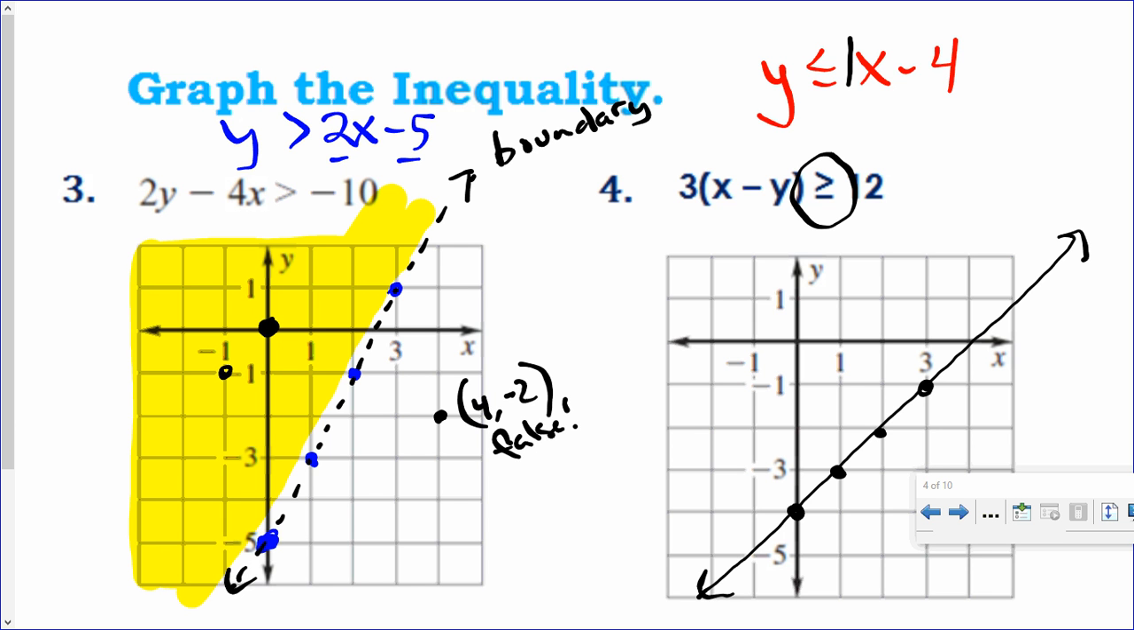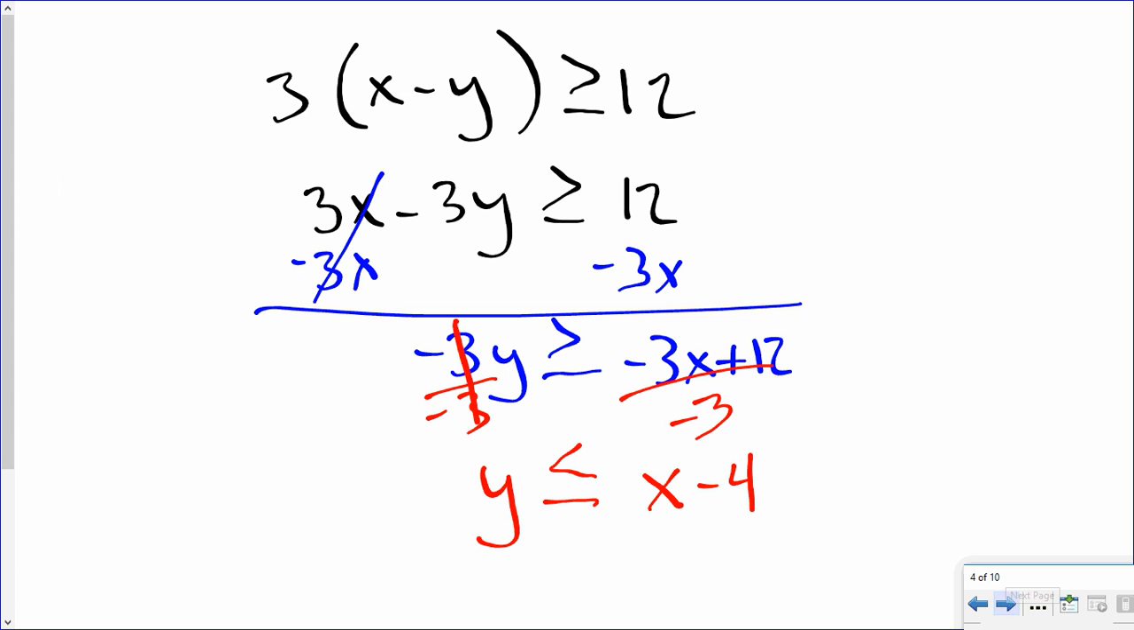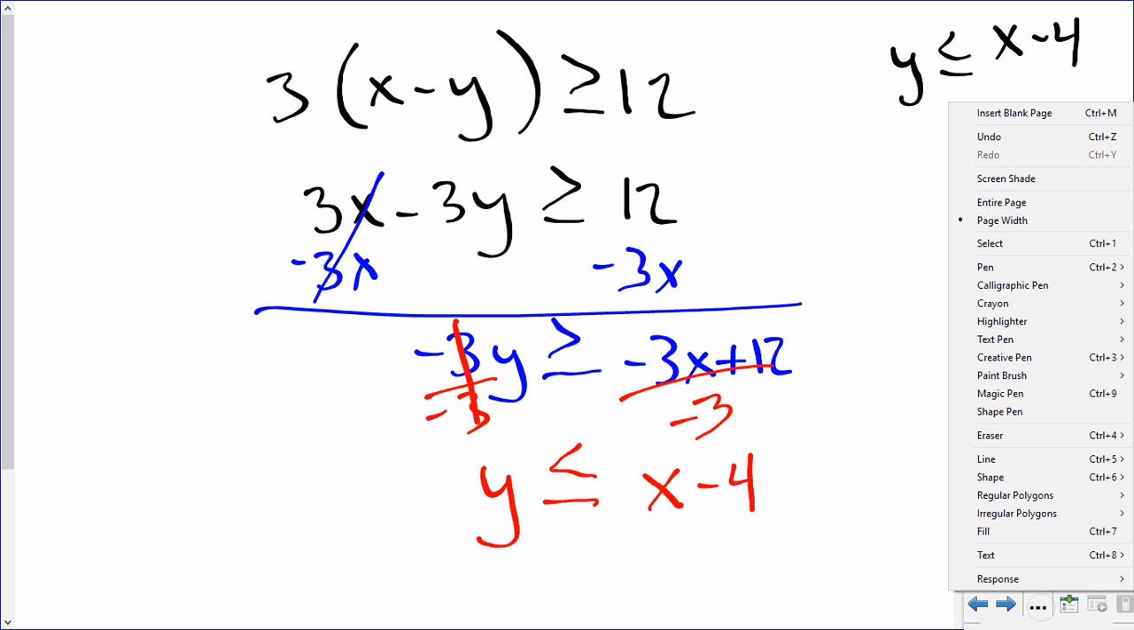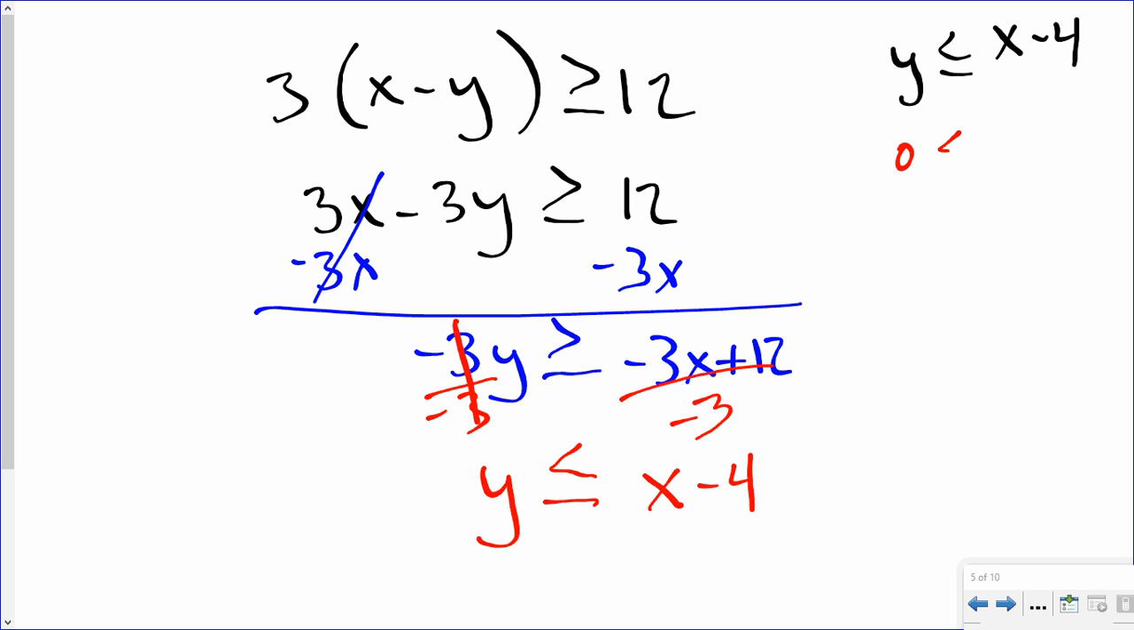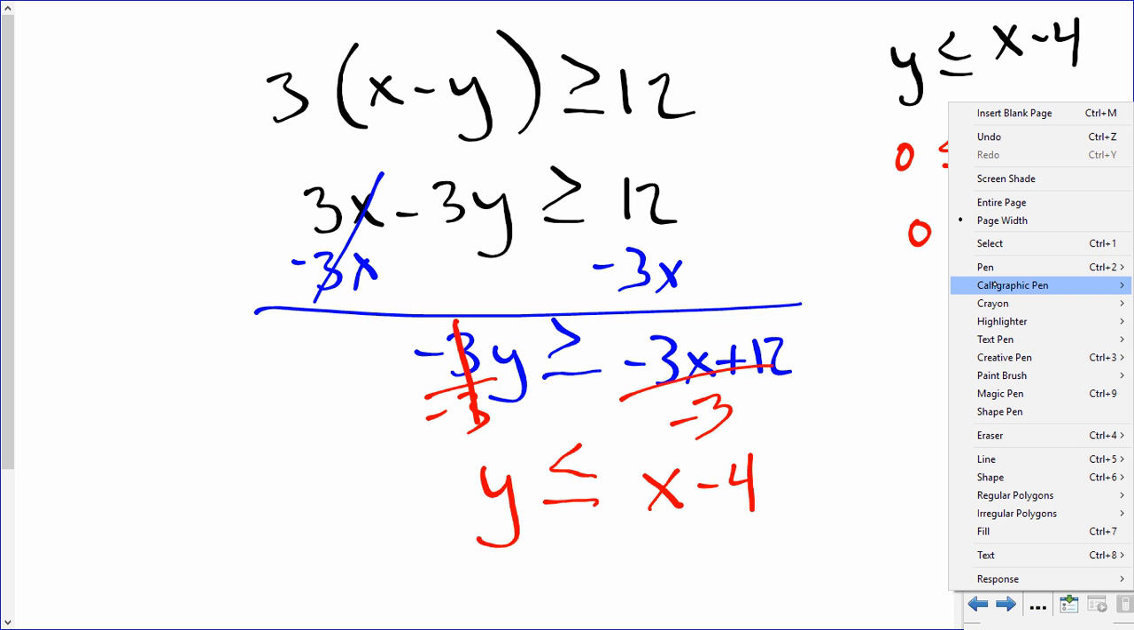So once again, I have to test it. Are all of the solutions above the line or below the line? I'll go back, and this time I'll use my inequality, y is less than or equal to x minus 4, and I will plug in 0, 0. 0 now is going to be less than or equal to 0 minus 4. Is 0 less than or equal to negative 4? No, it's not.